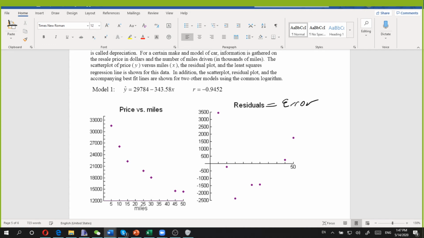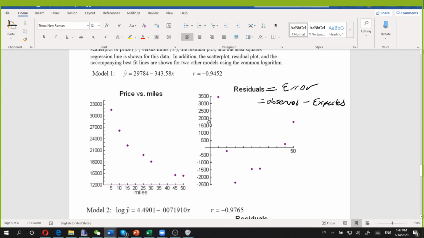So the observed value is what happened in real life, and the expected value is what our model predicts will happen. So your residuals, or your error, is what actually happened minus what our model predicted to happen. If you end up with a pattern to your residuals, then you know that the model that we chose is not the best possible model.